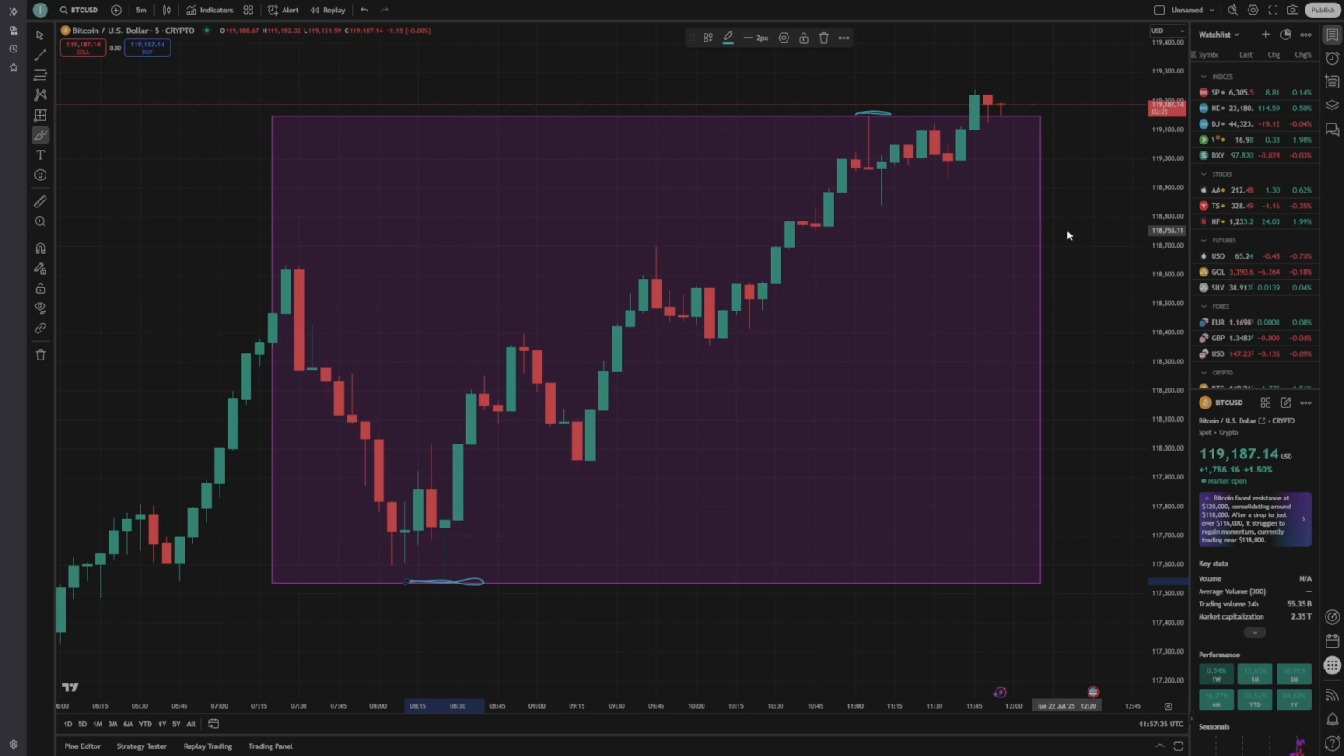Think of it like this. Push pin emoji, top of box equals sell opportunity. Push pin emoji, bottom of box equals buy opportunity. Push pin emoji, middle equals no trade zone. Stay out of the chop. Trade where the story unfolds.